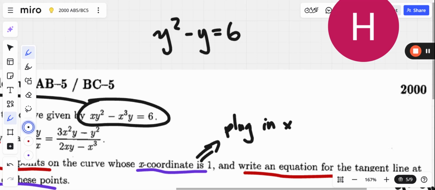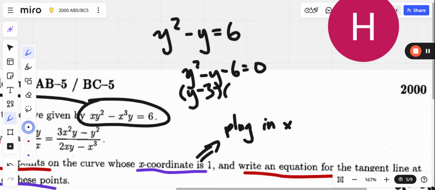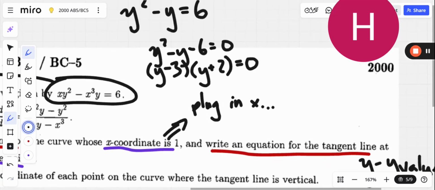Now we're going to solve for y. This is a basic quadratic equation. It factors very nicely, so go ahead and factor that. And this will reveal that we have 2 y values. We're going to have y equals 3, and we're going to have y equals negative 2.